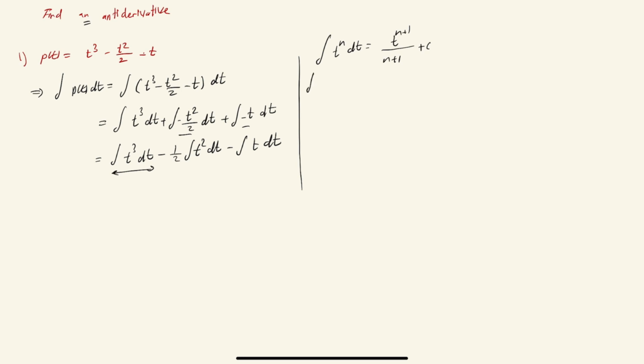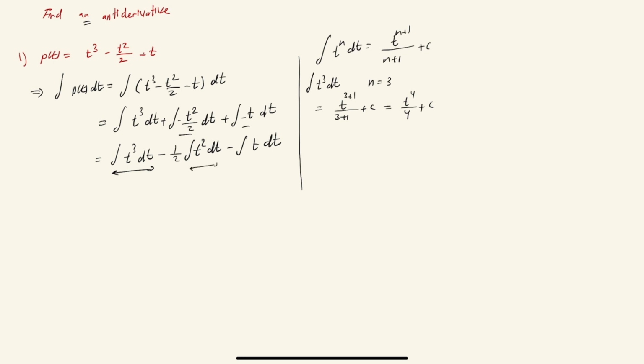I'm going to take the first integral. Note it's the integral of t to the 3 dt. Therefore n is going to be equal to 3. The result is going to be equal to t to the 3 plus 1 over 3 plus 1 plus c. That's going to be equal to t to the 4 over 4 plus c.